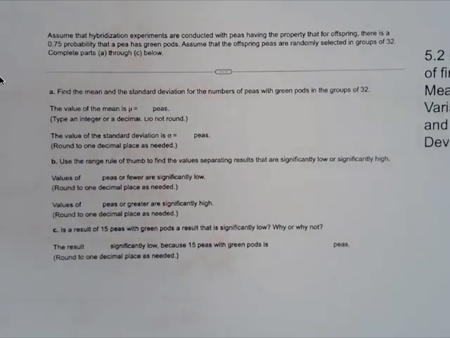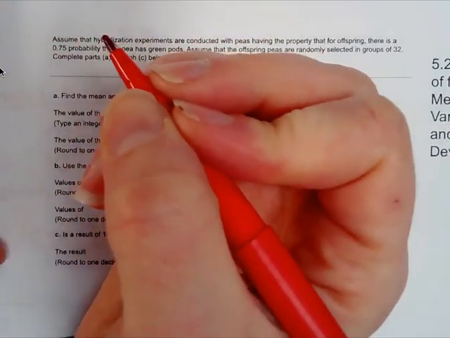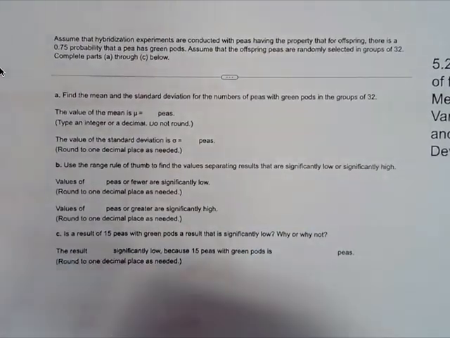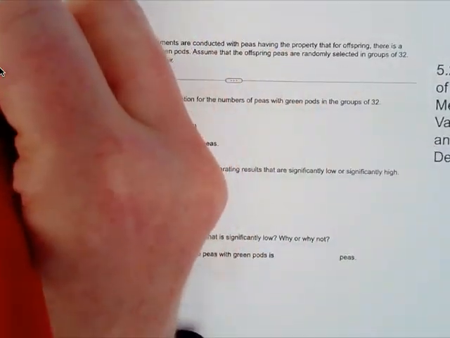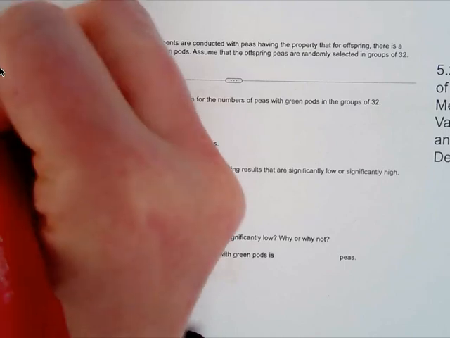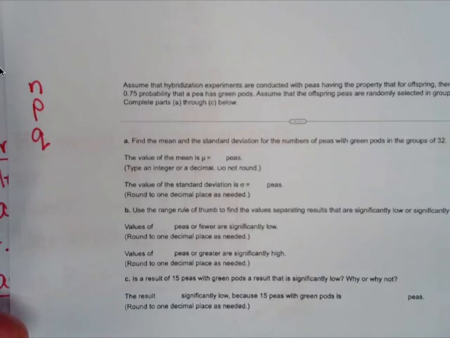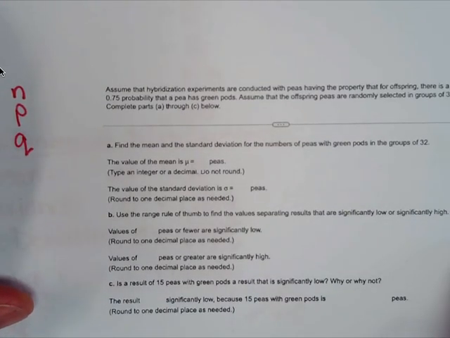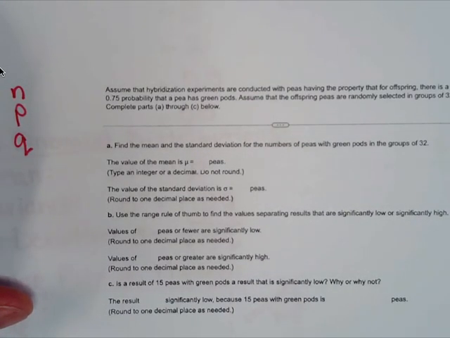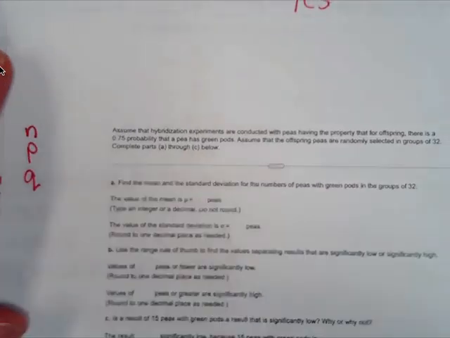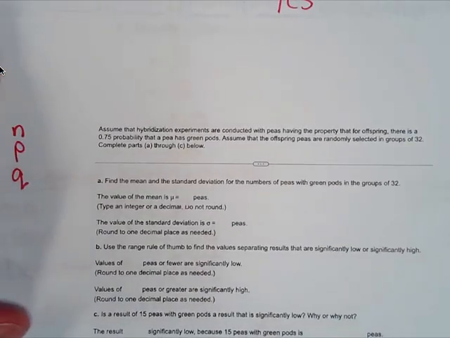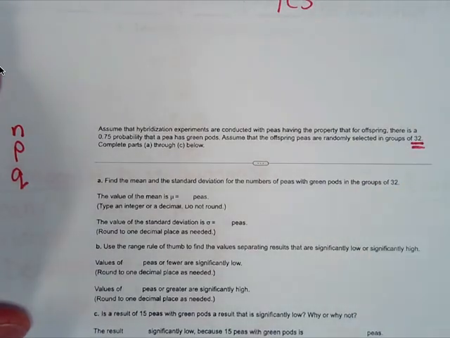So let's find N and we'll use P and Q. Sorry, y'all can't see that. We're going to use these variables to find the mean and standard deviation. So N is how many trials there are. How many trials did it tell us that we're going to be given? How many? Yeah, 32.